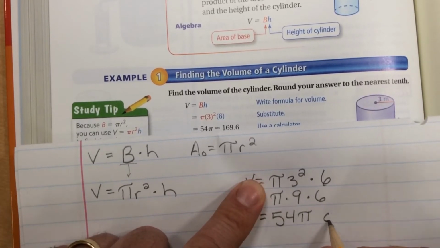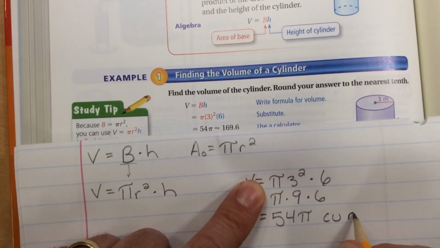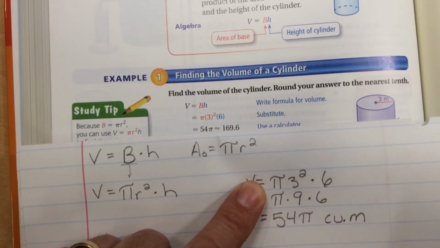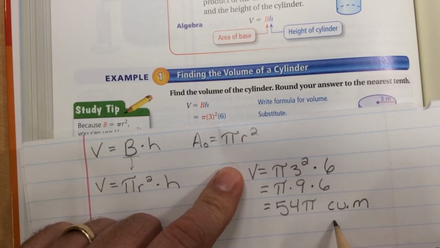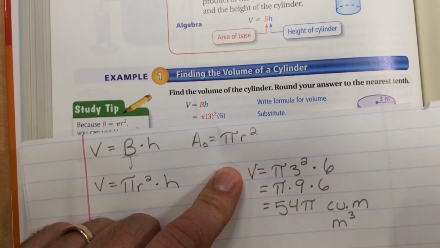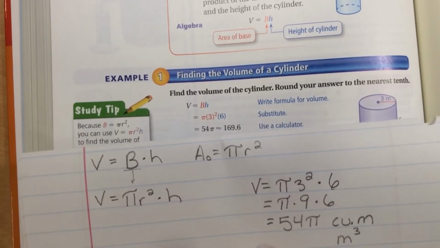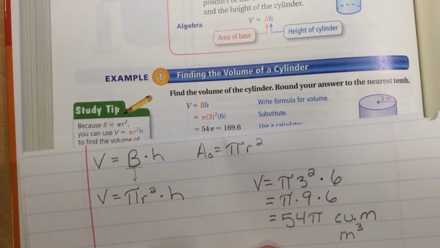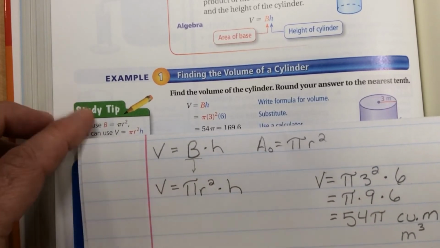So I can write cubic meters. I could have written meters cubed. So either of those is fine when you're looking for these on your quiz.